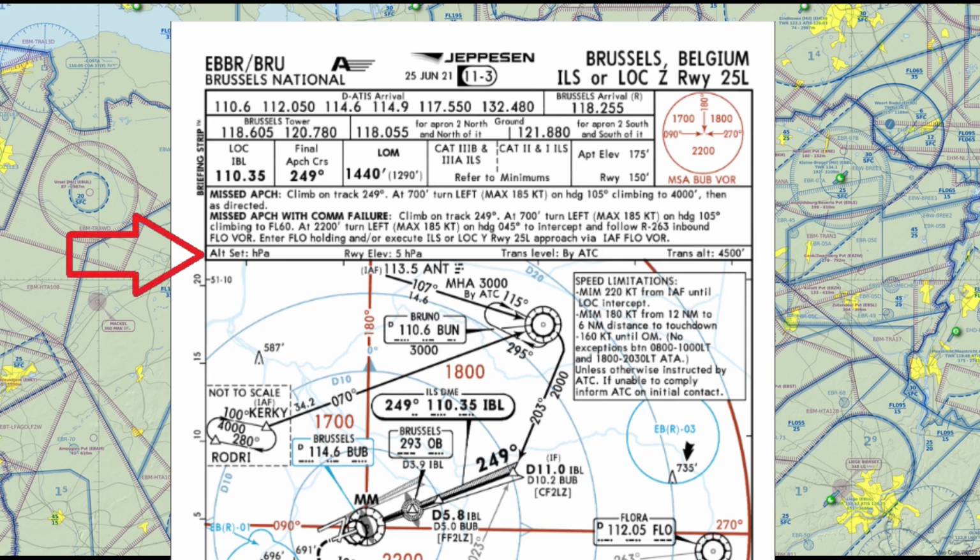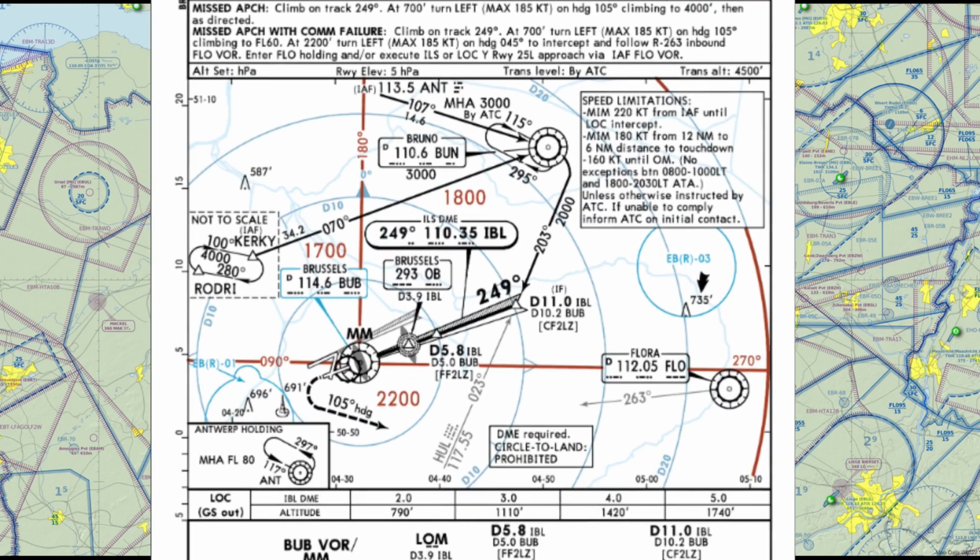This little rectangle has some basic info about the approach, like the unit of the barometric pressure and also things like transition altitude / level. Then we have the important part of the chart, which is the route itself.